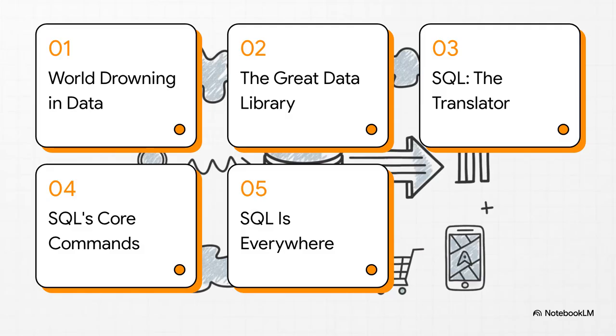First, we'll look at the massive problem of data chaos. Then, we'll see how databases create order. We'll meet SQL, the language we use to talk to them, learn its most important words, and finally, you'll see how it's secretly running pretty much everything you do online.